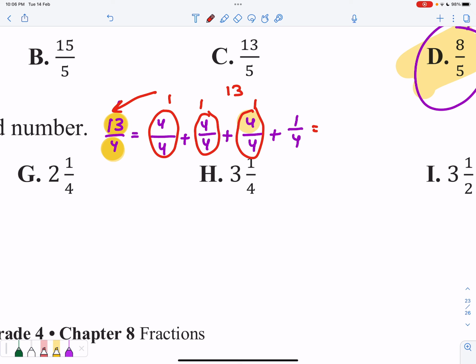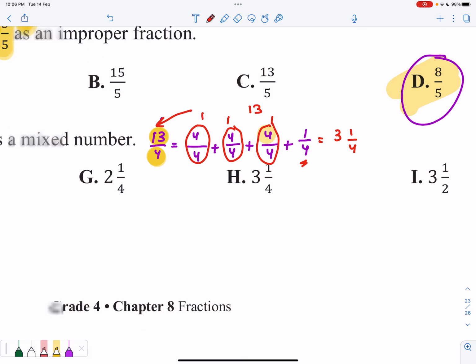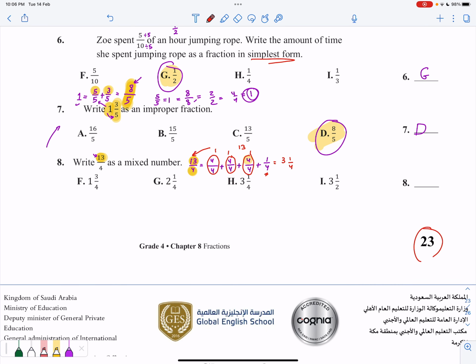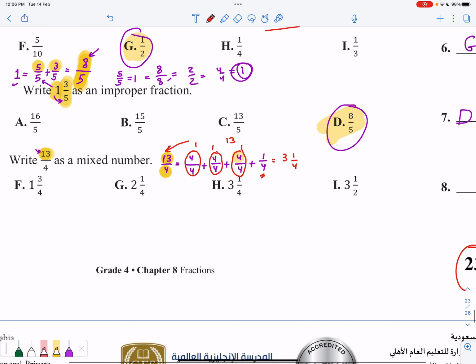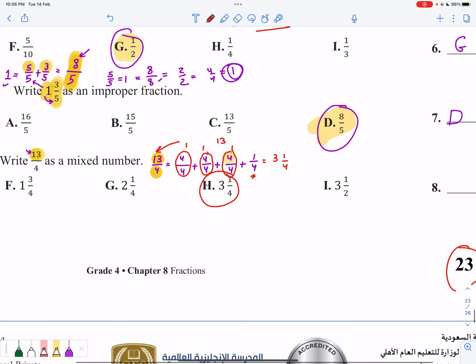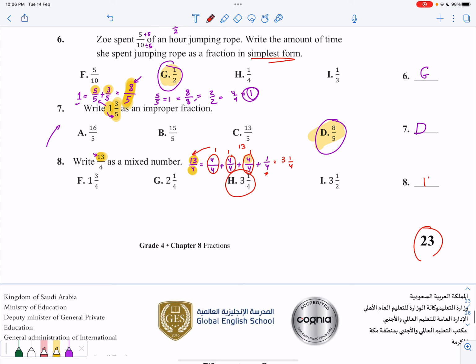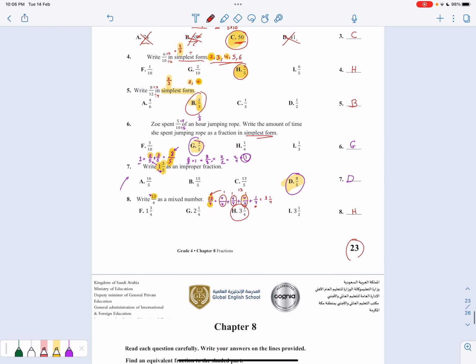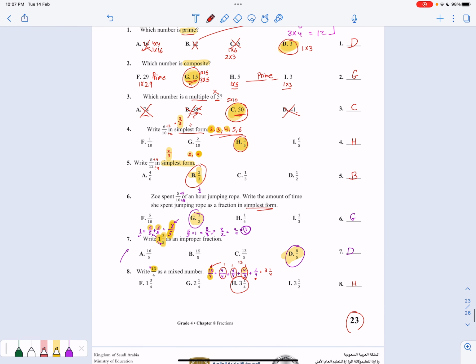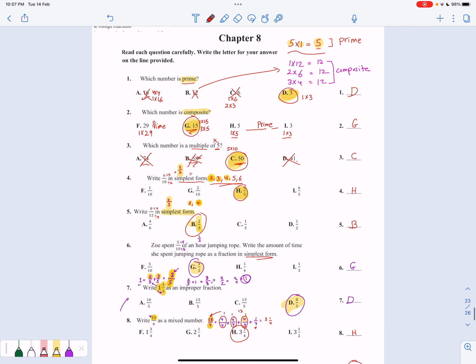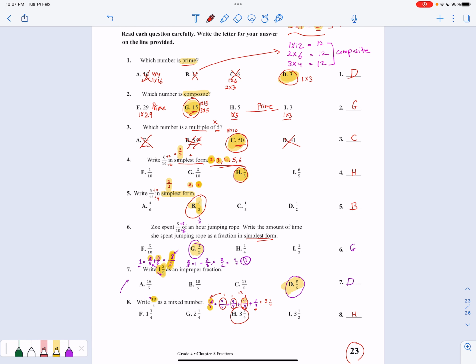So 1 plus 1 plus 1 equals 3, and that fraction, which is 1 over 4. So the correct answer is 3 and 1 over 4, which is answer H. So H is the correct answer. I hope everything is clear and good to you. Okay, are you finished? Let's go to the next page.